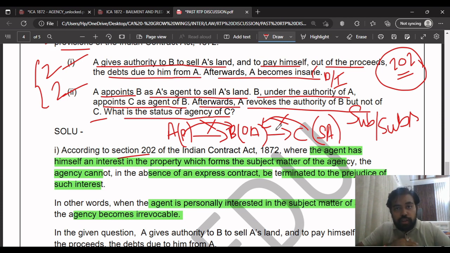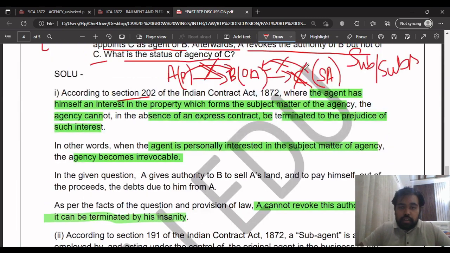So whoever the sub-agents are, even if he has appointed 3-4 sub-agents, once the original agent's authority is revoked by the principal, the authority of the sub-agents is also revoked as well. Once this is revoked, this is also revoked. This is also revoked. Understood? That's what we have to write here. See, the sections you can also remember easily.